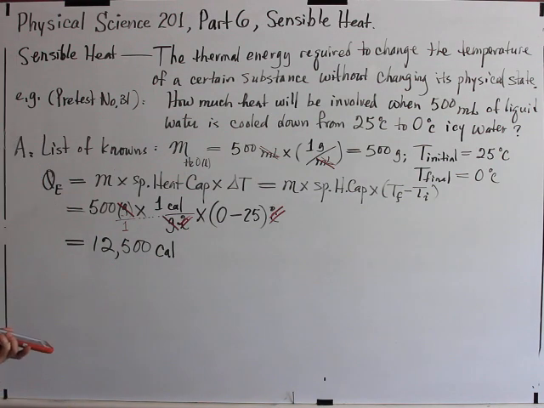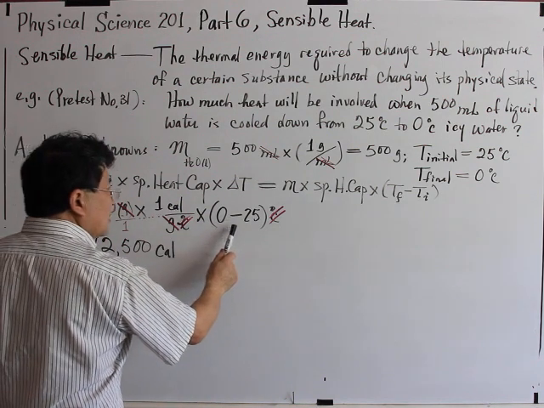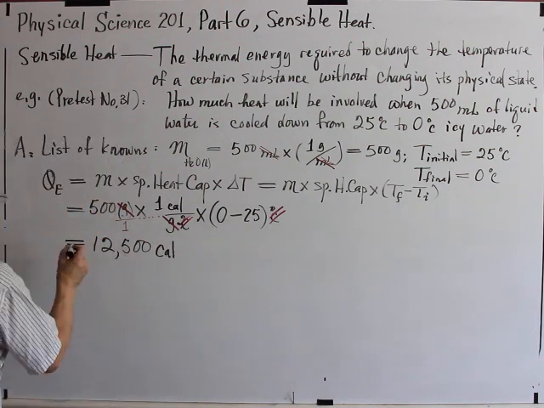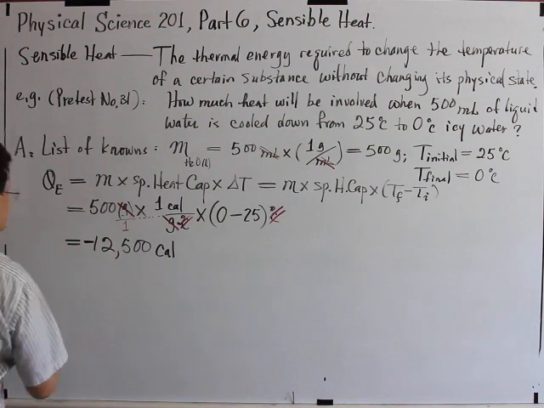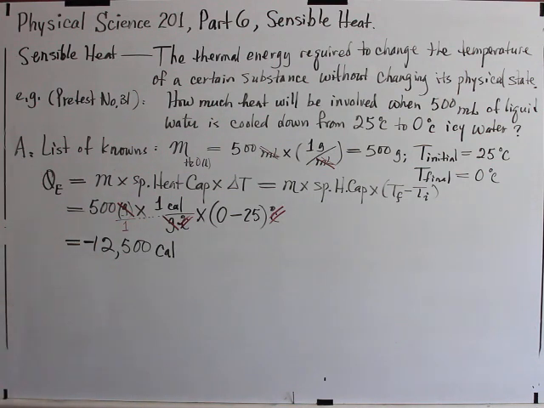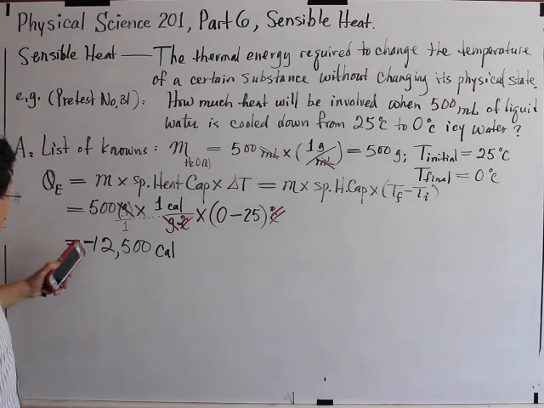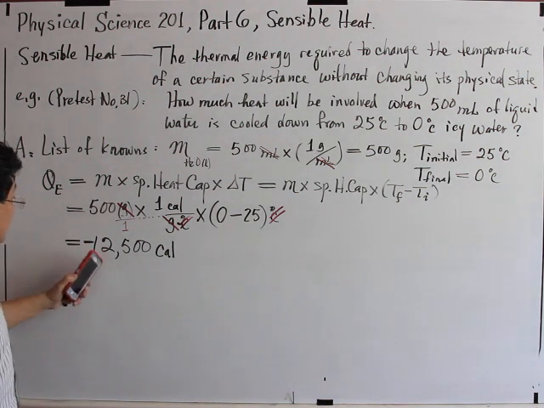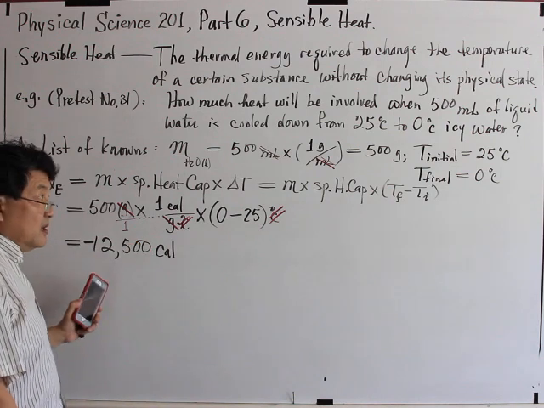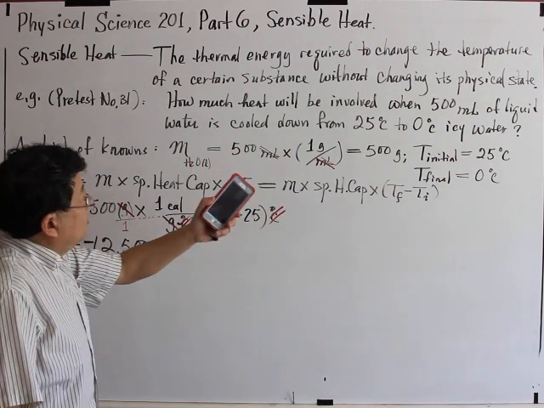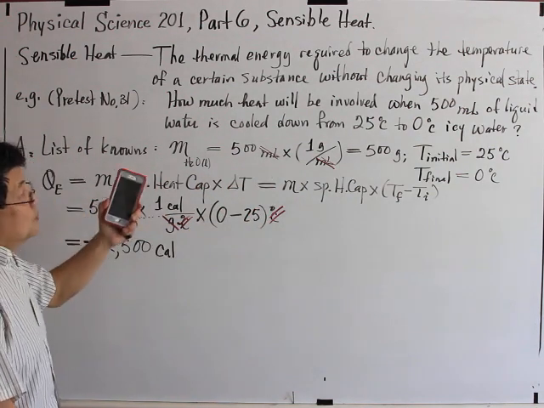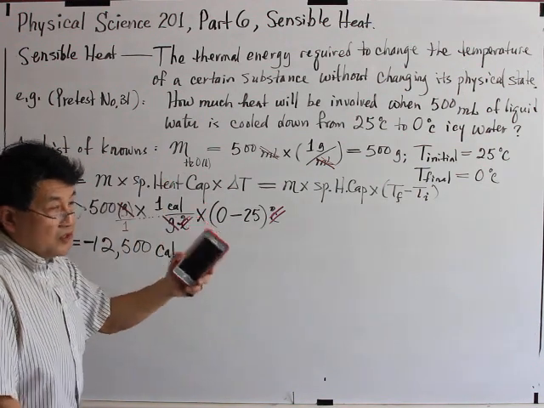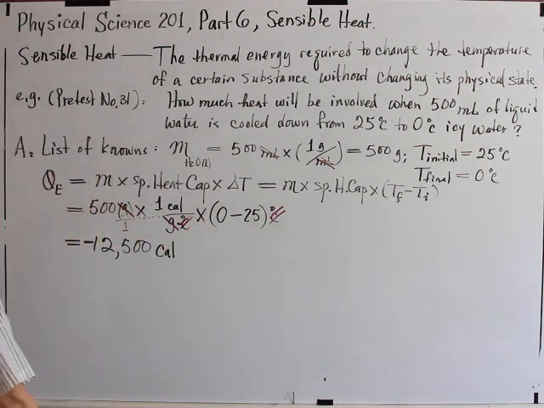That's the total amount. Is that the correct answer? Don't forget the negative sign here, so this has to be negative. Now what does that mean? That means you have to take out 12,500 calorie of heat from this 500 milliliter of liquid water, the warm water at room temperature, in order to cool this much water down to 0 degree icy water. So that is the amount to take out.